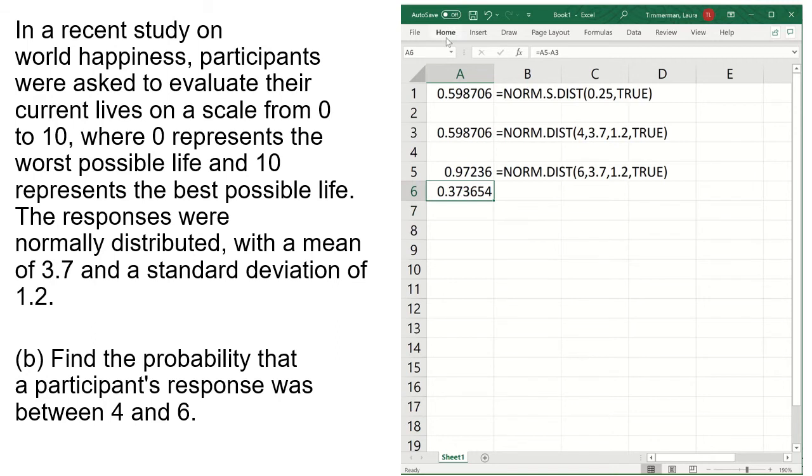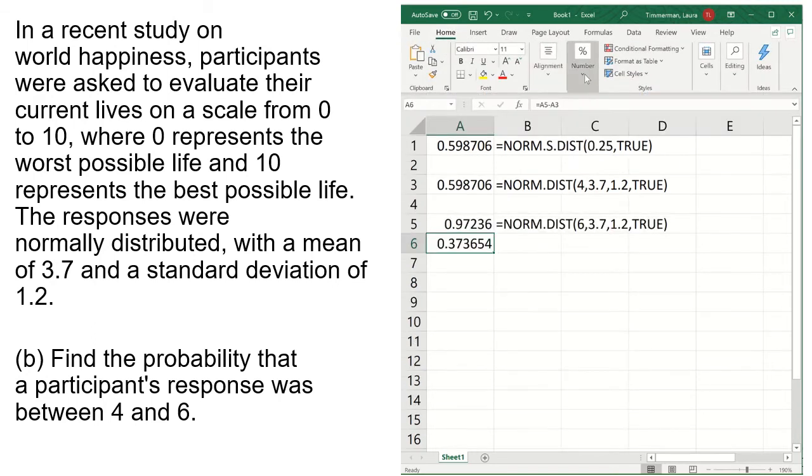Now, if you ever don't want to round yourself, or you want to double check you did it right, under number in the home ribbon, you can increase and decrease your decimal points, giving us that. To see our answer is 0.3737.